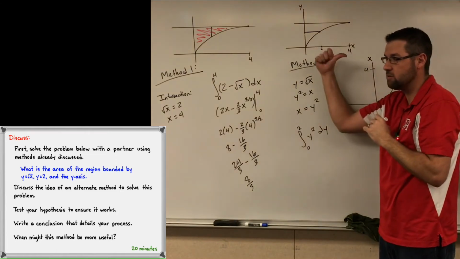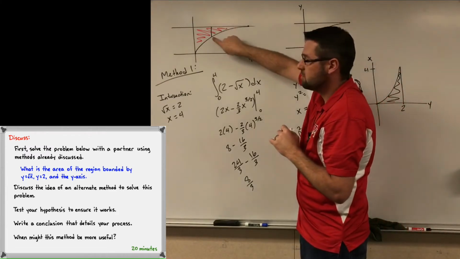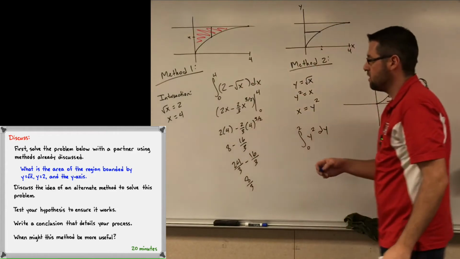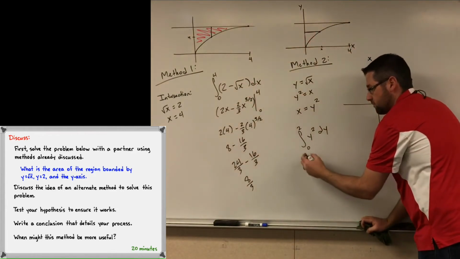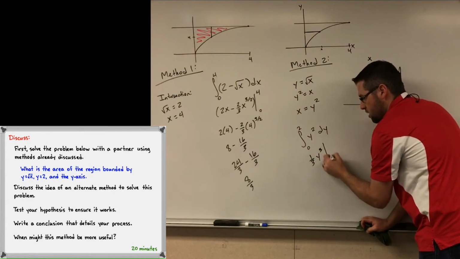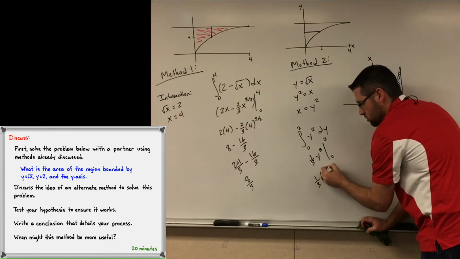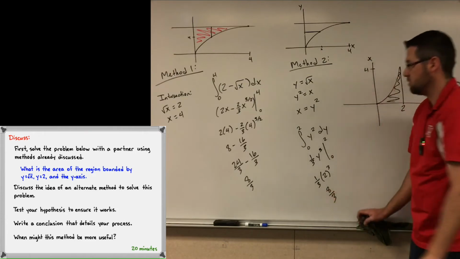You went over, didn't you? That's an x value. What kind of value is this? It's a y value. This is a y value. Okay? So these will produce the same answer. Watch. Calculate it. What do you get? 1/3 y cubed from 0 to 2. So you got 1/3, 2 cubed, and then the rest is 0, so you get 8/3.